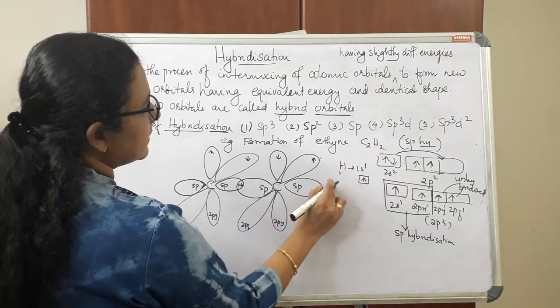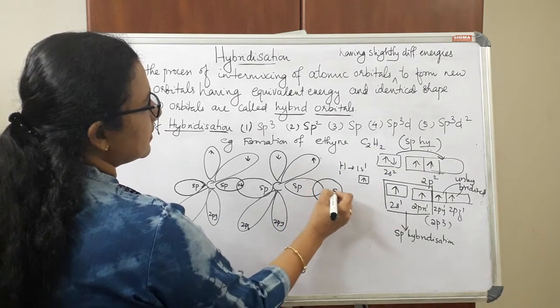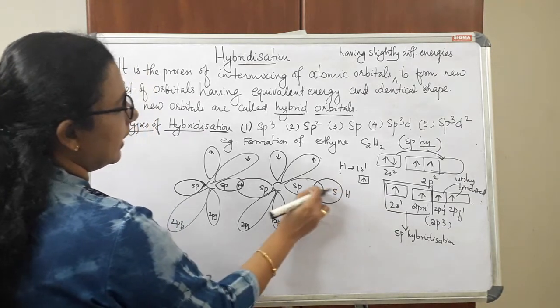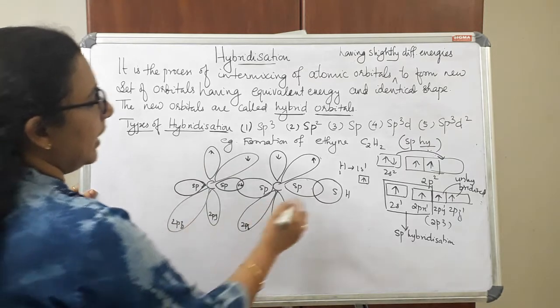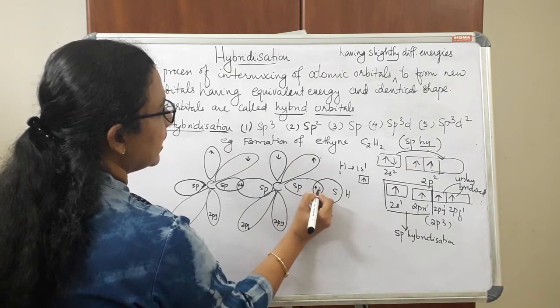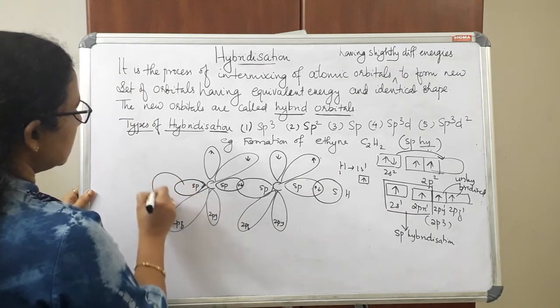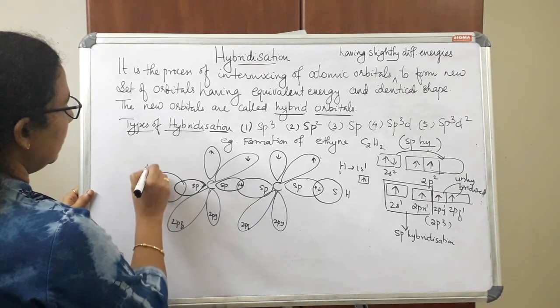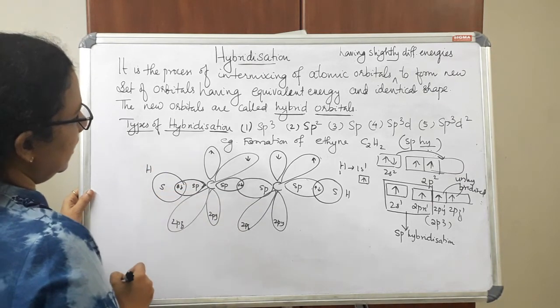Two hydrogen atoms are there. So the s orbital of hydrogen atom overlaps with the sp orbital of carbon atom, and this is also having one electron each, forming a bond pair. Here also there is an overlapping with the s orbital of hydrogen atom and a bond pair of electrons will be formed.